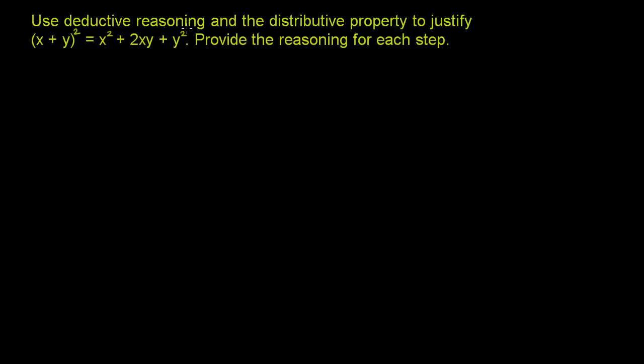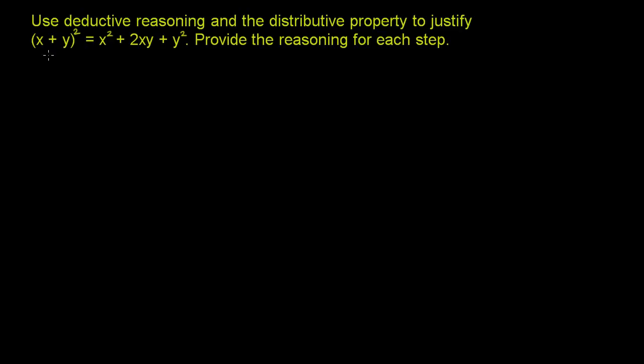Use deductive reasoning and the distributive property to justify that (x plus y) squared is equal to x squared plus 2xy plus y squared. Provide the reasoning for each step. Now, when they say use deductive reasoning and all of this stuff, it might seem like something daunting and new, but this is no different than what we've done in the past. In fact, we've done this very exact problem. So let's just do it step by step, show our logic, and that's essentially deductive reasoning.